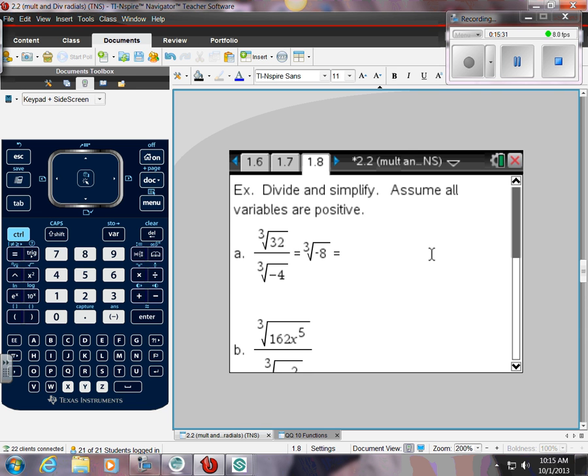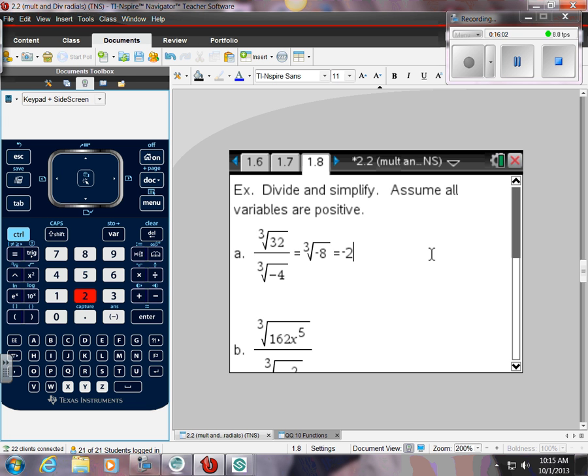Now what? What's the cube root of negative 8? What kind of index? Can you take the cube root of a negative? Yes, because it's what kind of index? Odd. You could take the cube root of a negative, you could take the 5th root of a negative, you could take the 7th root of a negative, you could take the 9th root of a negative. As long as that index is odd, you can take it. Is it plus and minus? No, it's just negative.